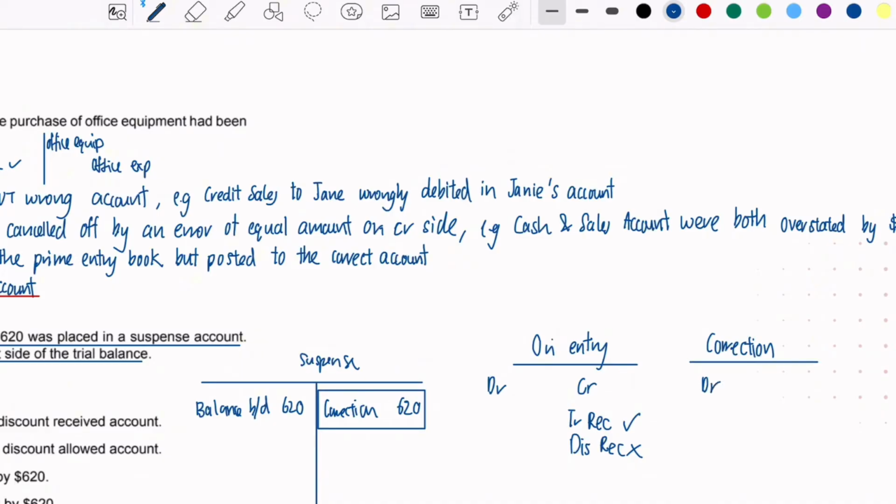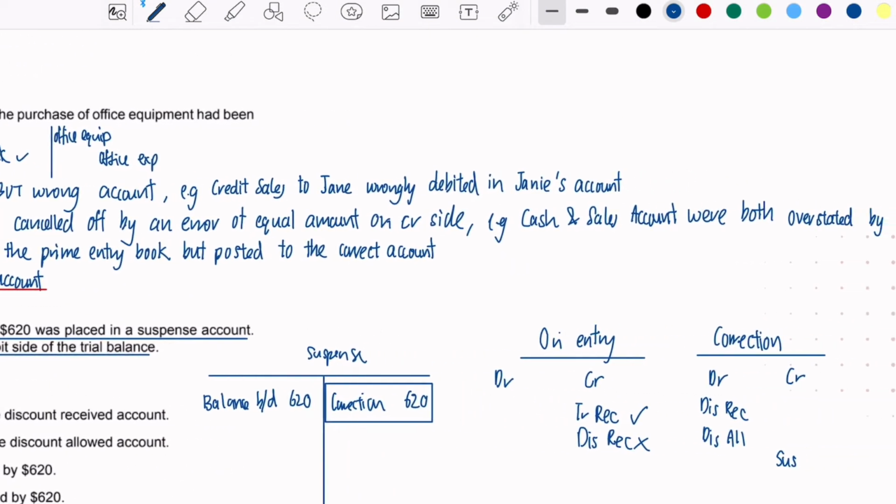Okay, the correction is you need to debit discount received. You need to debit discount allowed. You debit discount received to cancel the mistake, and you debit discount allowed to correct the mistake. Then the suspense account is on the credit side. So 620. Oh, sorry, it's not this. The amount is 310.